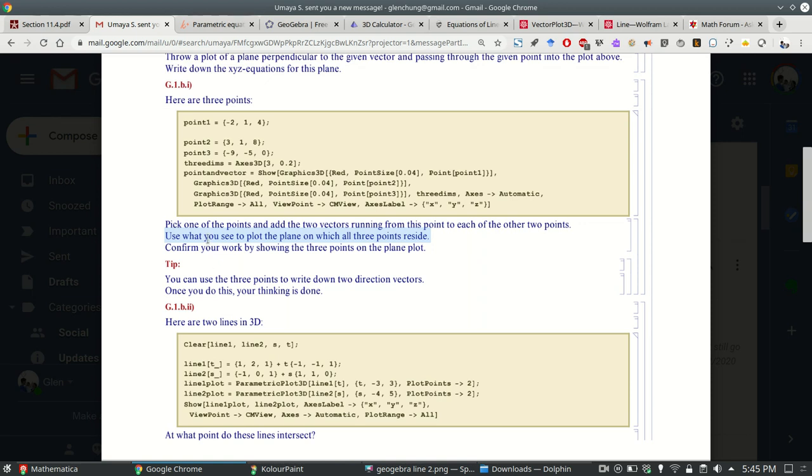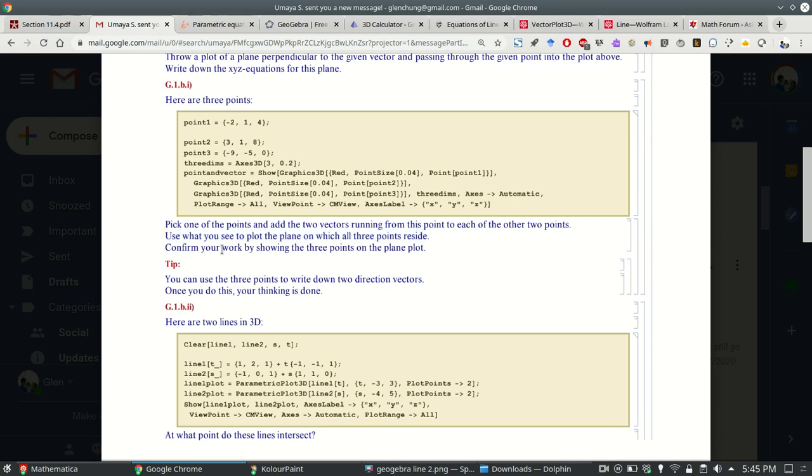You divide the whole vector by its own magnitude, which would be the square root of x squared plus y squared plus z squared of the vector.